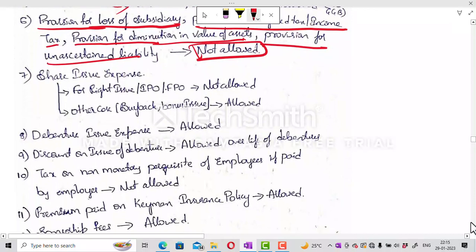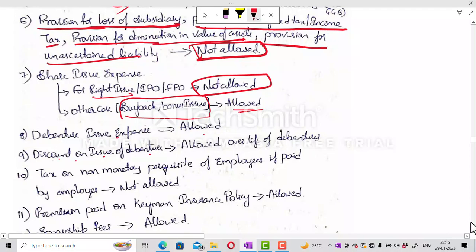Yes, but only if it is a buyback or bonus issue. If it is a revenue expenditure, meaning we should not have any increase in capital because of that expenditure, then only we can take the allowance. If it is a rights issue, IPO, or FPO, there will be an increase in capital, so it is not eligible for taking the deduction. Just simple: revenue purpose, deduction is available. Capital purpose, not available. Debenture issue expense is available.